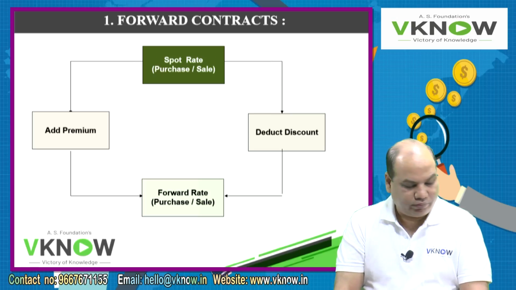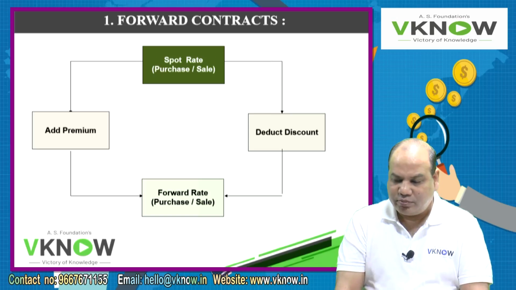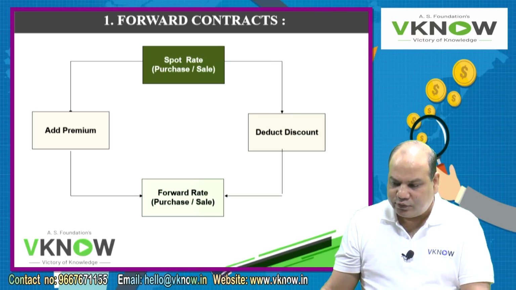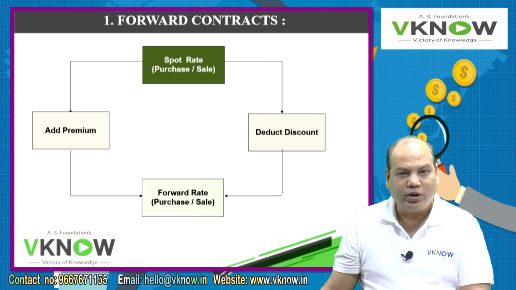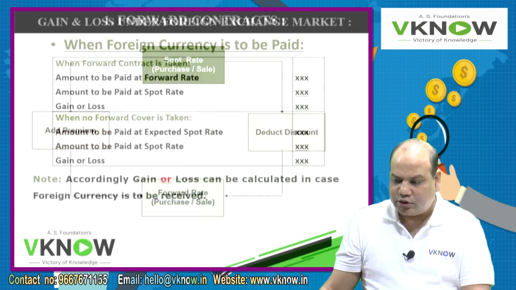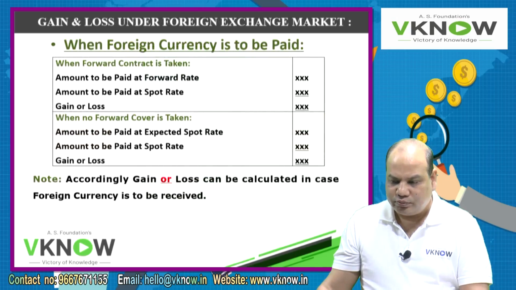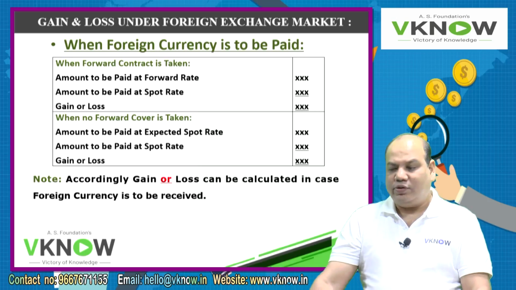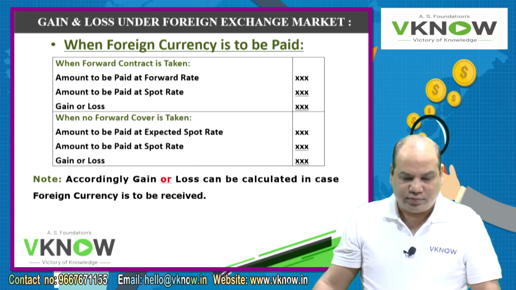Spot rate, left side add premium, you will get forward rate. Then right side, spot rate less discount, you get the forward rate. This conversion from spot rate to forward rate we have done in the basics of foreign exchange management chapter. That knowledge will be required today also. Now we'll come to the examination question.